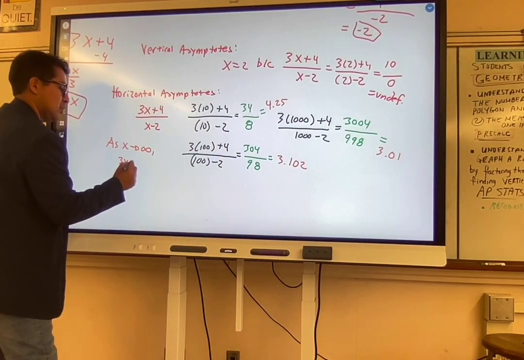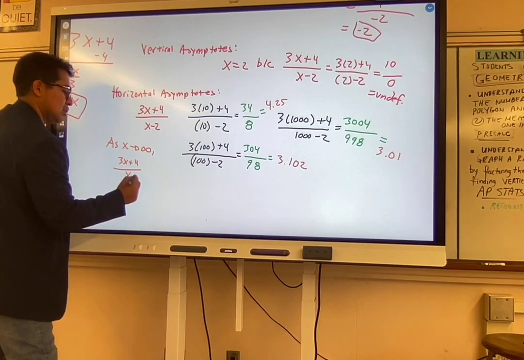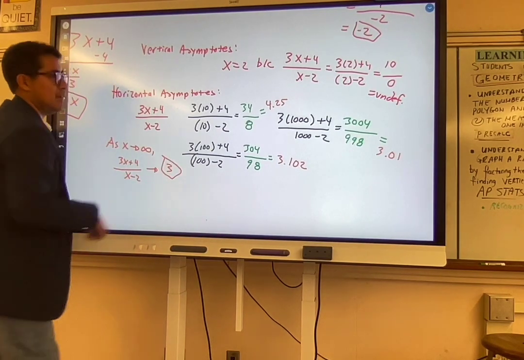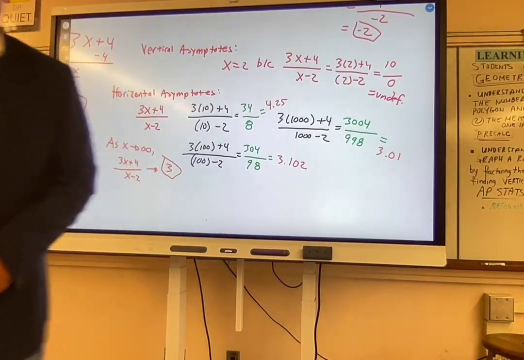Where does the expression 3x plus 4 over x minus 2 go? It slowly takes on the value of just 3. Okay, so that would be the work you'd want to show to get full credit there.